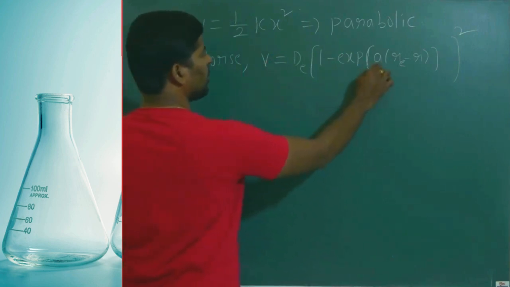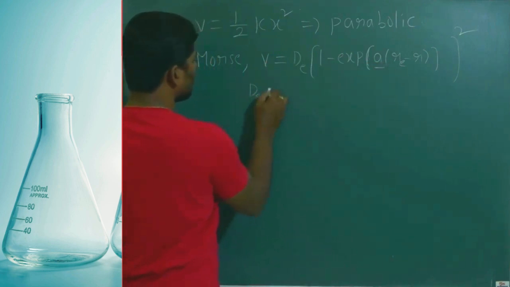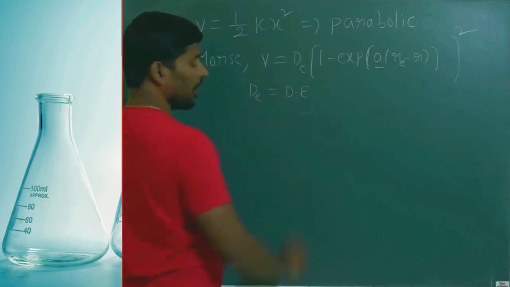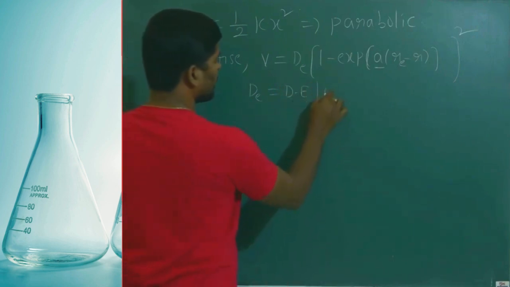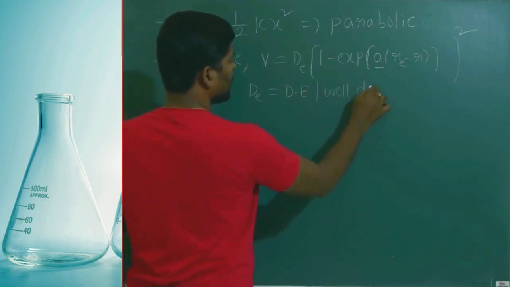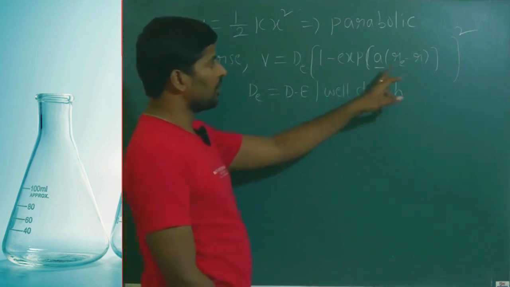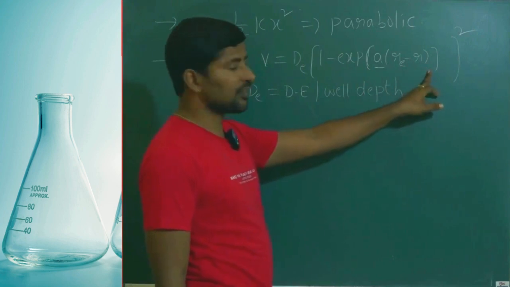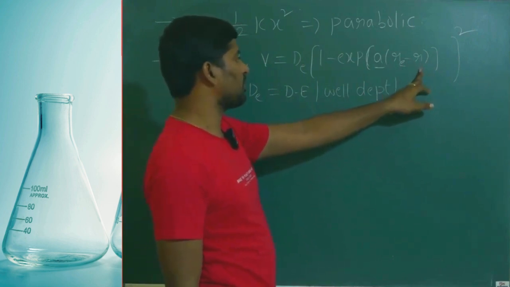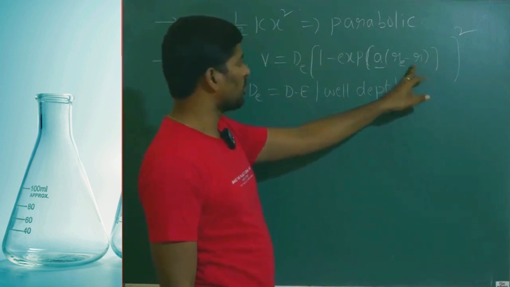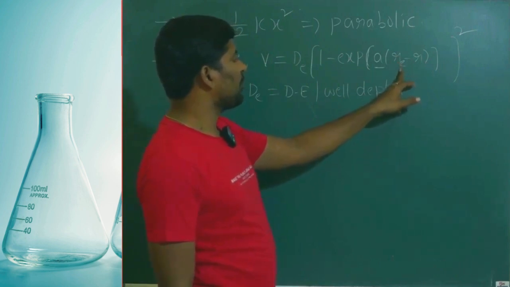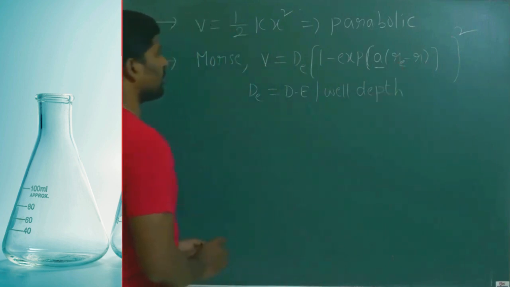Here a is a constant. D_e is called the dissociation energy of the molecule, that is nothing but the well depth. R_e is the equilibrium distance, the bond length. R is the distance between the particles. R_e is the equilibrium distance between the two atoms, if you consider a diatomic molecule.